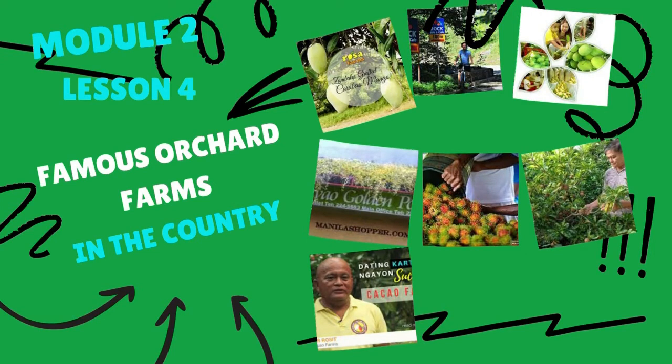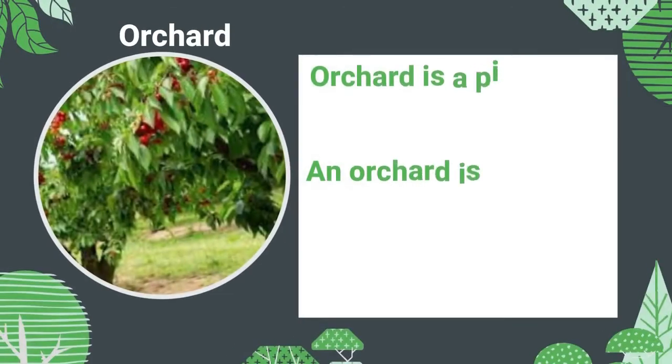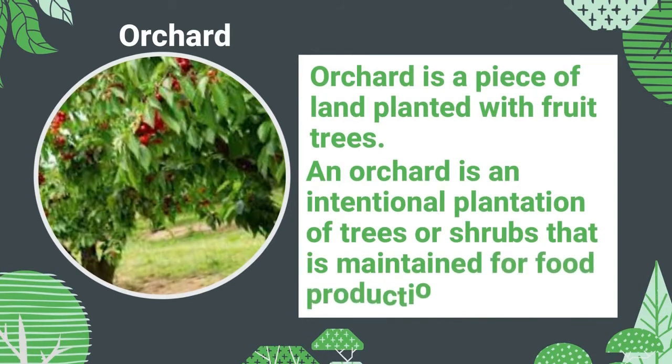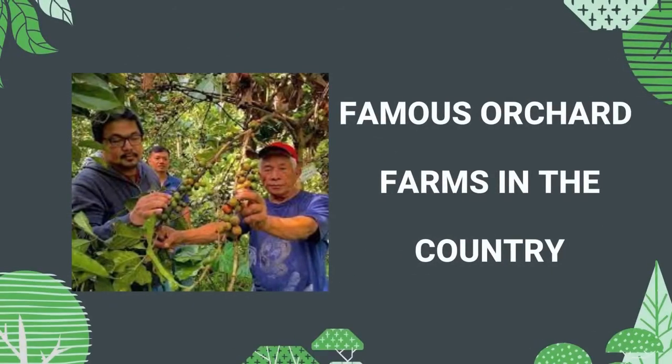So we are now on lesson 4, famous orchard farms in the country. Let us first define what an orchard is. An orchard is a piece of land planted with fruit trees. An orchard is an intentional plantation of trees or shrubs that is maintained for food production. That is the other definition. Now, let's proceed with the famous orchard farms in the country.